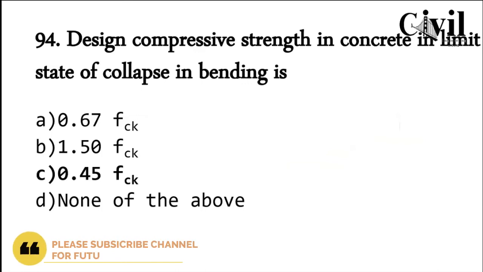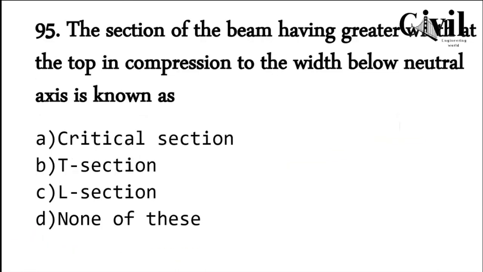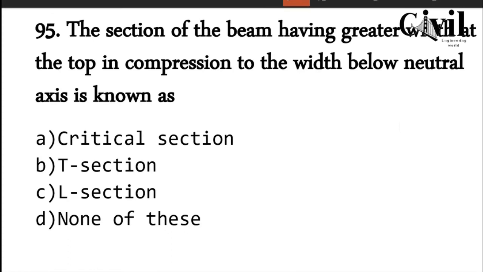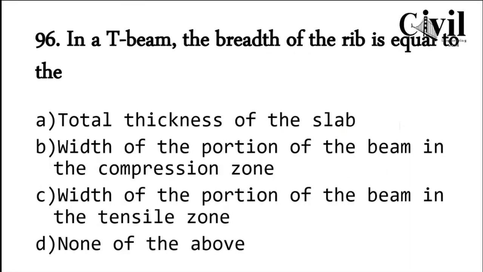Next one is the section of beam having greater width at the top of the compression to the width below the neutral axis, that is called T section. So here we have a T section. It says that okay, so in the T-beam, the breadth of the rib is equal to width of the portion of the beam in tensile zone. C is the correct answer.